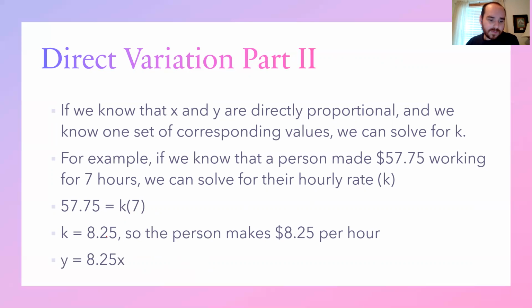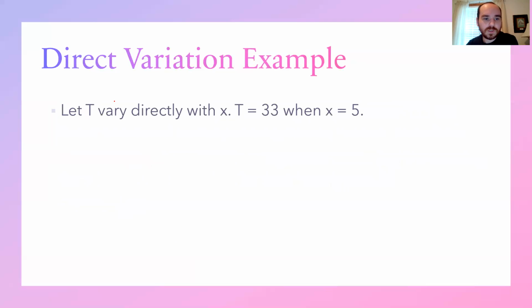So then we can rewrite this function as y equals 8.25x. So if we use a direct variation example, this is also directly from your textbook. I think this might actually even be one of your homework problems. I don't remember. But it says let t vary directly with x. T equals 33 when x equals 5. Find t when x equals 31.